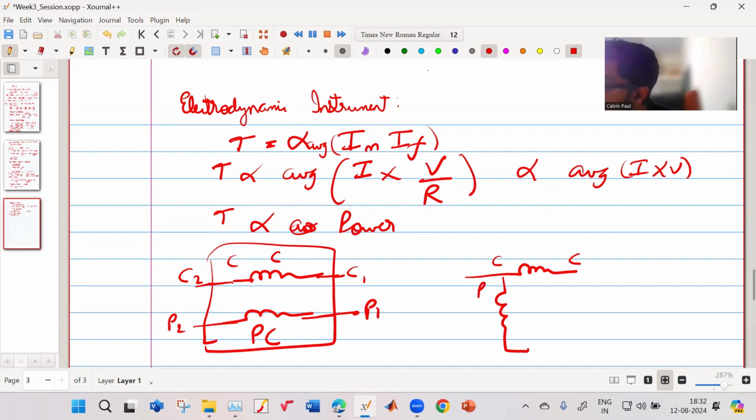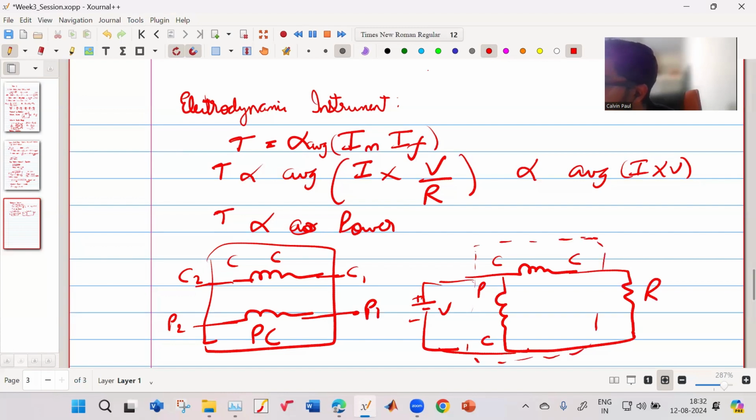Say this is your current coil, this is your pressure coil, and this is your resistor, and this is your voltage source. So this instrument over here is your wattmeter.